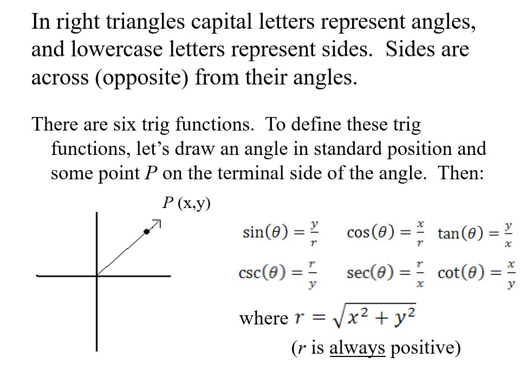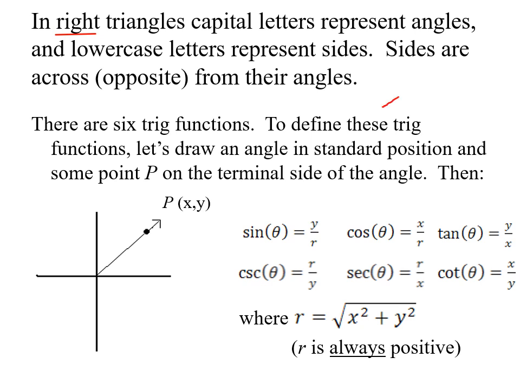In right triangles, which is pretty much what we're going to be talking about for most of the course, we're going to do right triangles from this chapter all the way through the end of chapter 6. Once we get into chapter 7, we'll see what happens with other triangles, but for right now we're going to stick with right triangles. Capital letters represent the angles, and the lowercase letters usually represent the sides. And sides are always across from the angles that they represent.